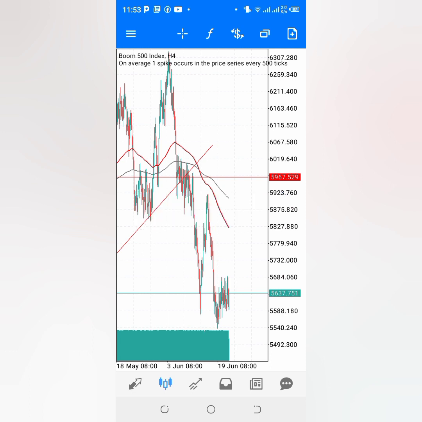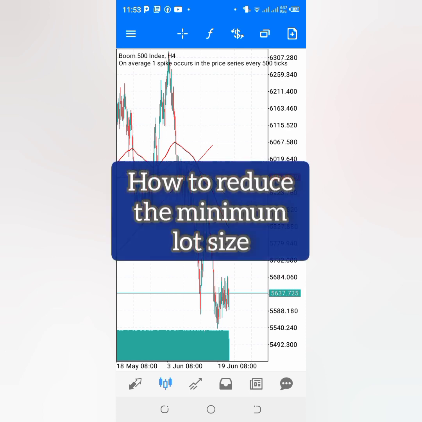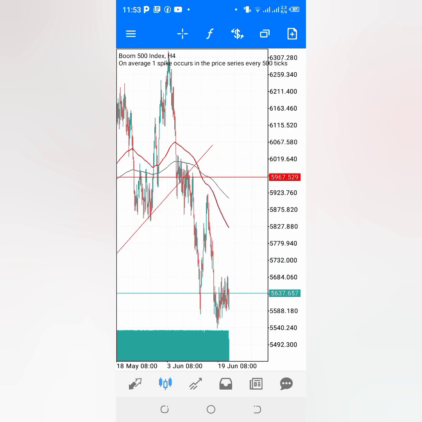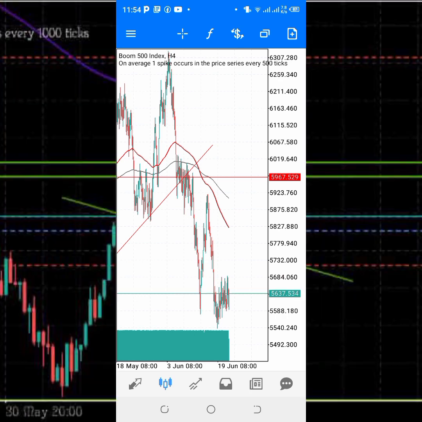In today's video, I'm gonna be showing you guys how to reduce lot size, because in the previous video I dropped concerning my strategy, I told you guys I can reduce the lowest lot size. Some of you guys were asking me how did I reduce the lot size, how did I do this, how did I do that. So I'm gonna be showing you guys in this video. Alright, just stay with me.